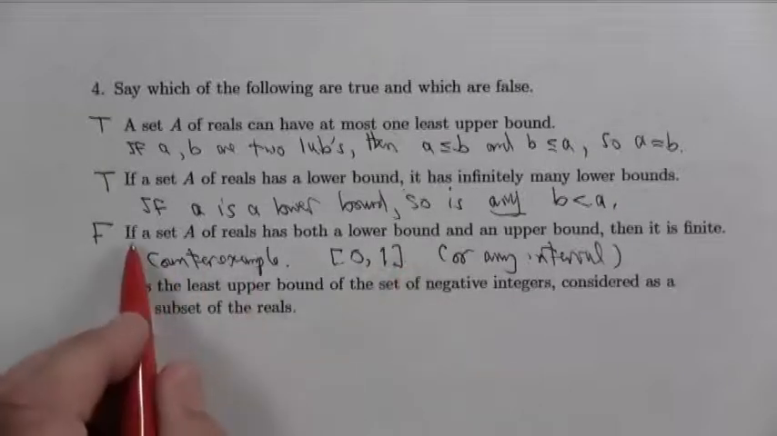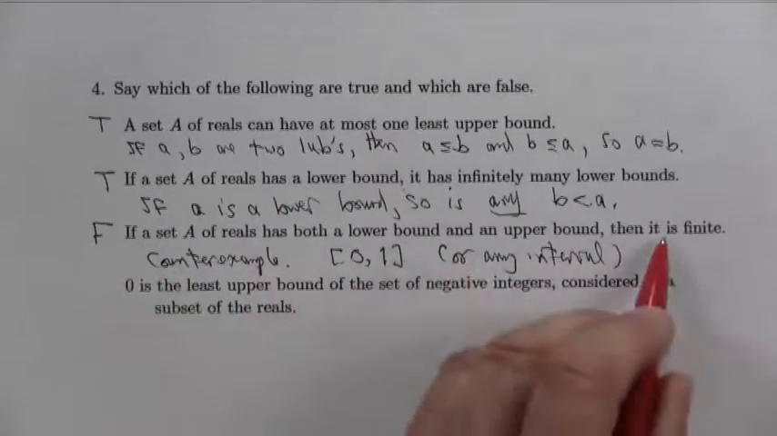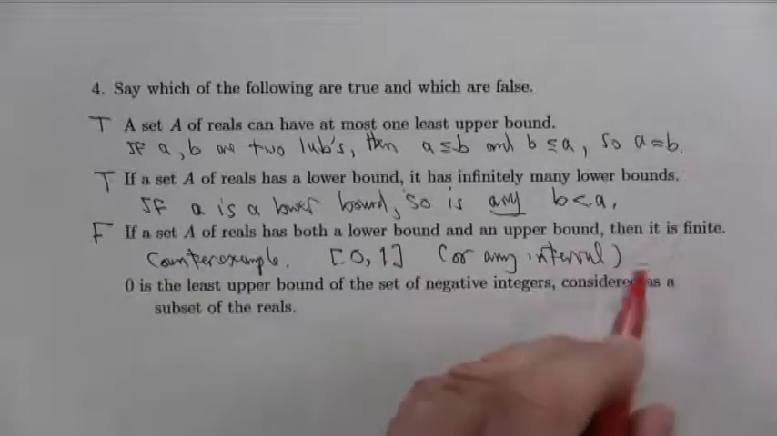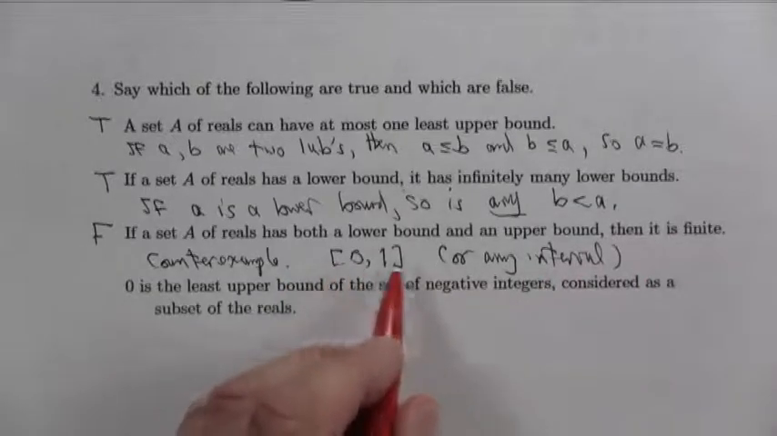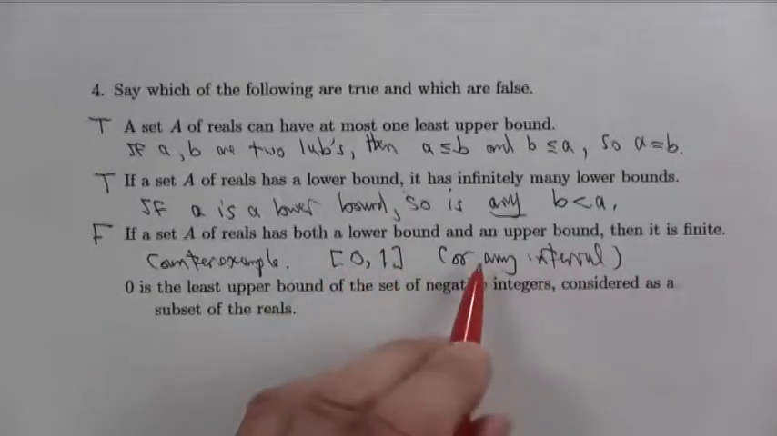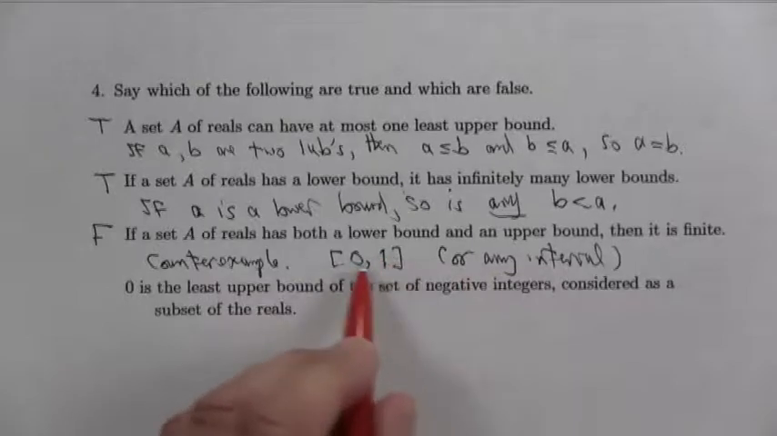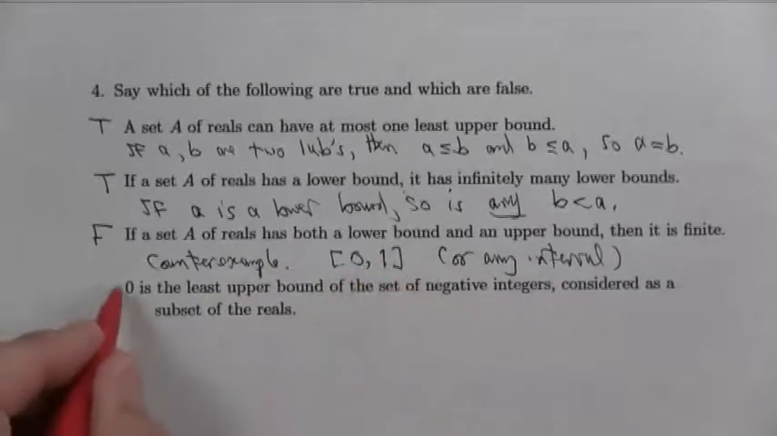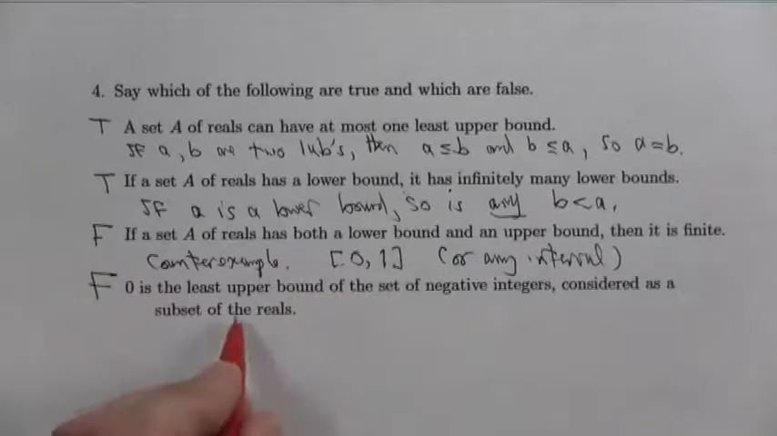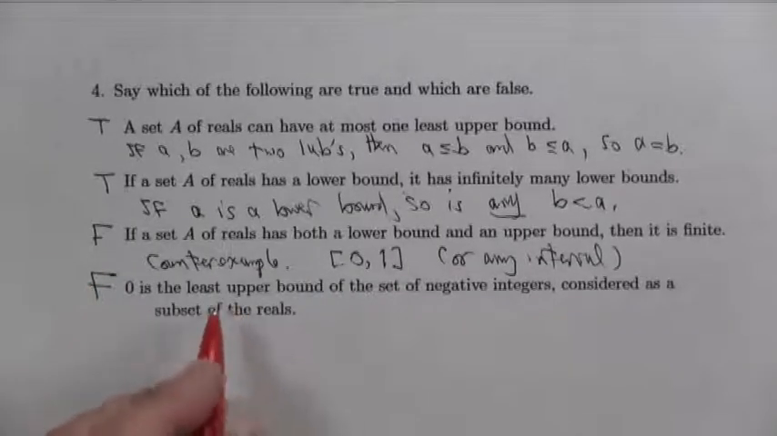The question asked us to show that if it's got a lower bound and upper bound, then it's finite is false. And it's false because it has a lower bound, it has an upper bound, and it's infinite. It's got all of the real numbers between 0 and 1 inclusive. Okay, stay awake. The next one is false.